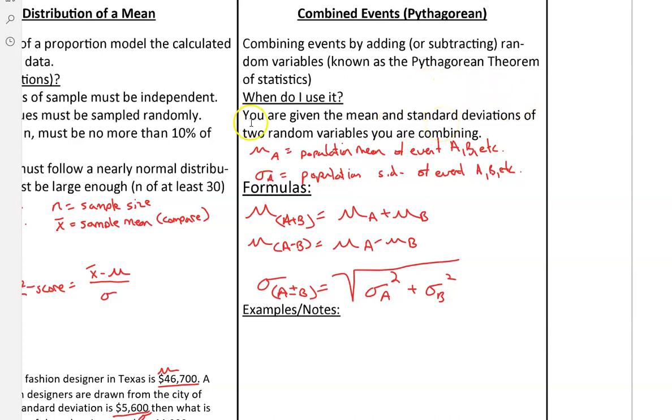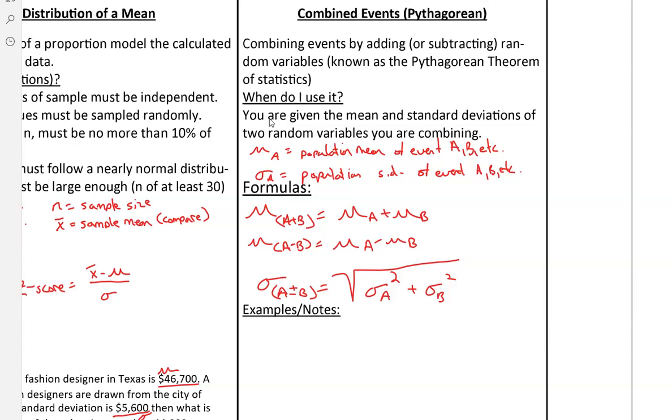So you're given the mean and standard deviation of at least two random variables. It could be more. You'll be given mu A, mu B, maybe even mu C, D, E, the population mean of event A, B, C, however many events there are. And you'll be given sigma A, which is the population standard deviation of event A, B, C, etc. The mean of A plus B is just mu A plus mu B.